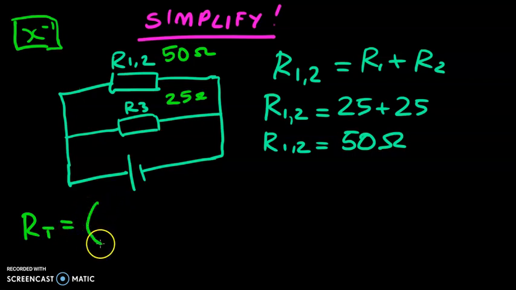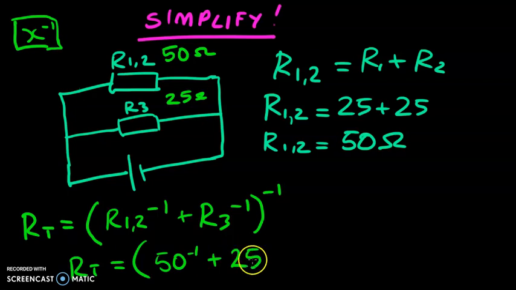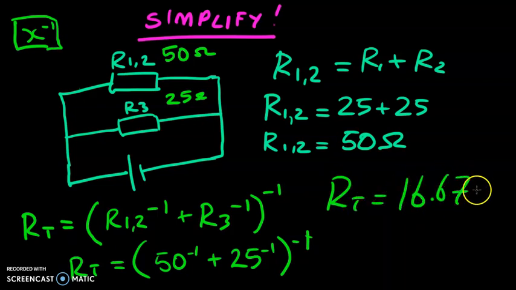So RT, I'm going to open a pair of brackets, is equal to R1,2 raised to the power of minus 1, plus R3 raised to the power of minus 1. And then we take that sum and we raise the sum to the power of minus 1. So put the values in. RT equals 50 to the minus 1 plus 25 to the minus 1, all raised to the power of minus 1, and that means RT is equal to 16.67 ohms. Okay, so that is the answer for this section. So that's our RT. We've solved that. Right, let's move on to the next bit.